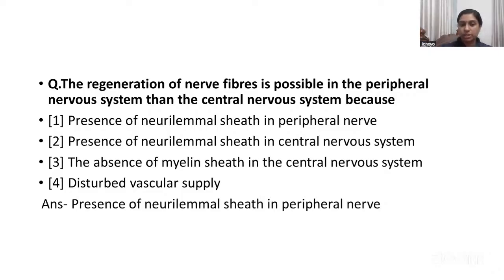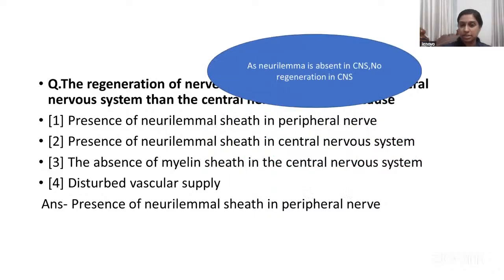That's an important point. Presence of neurolemmal sheath is responsible for the regeneration of nerve fibers, and hence it's present only in the peripheral nervous system and not in the central nervous system, and hence peripheral nerve fibers have the property of regeneration. Some amount of regeneration is possible. Okay, that's the reason.